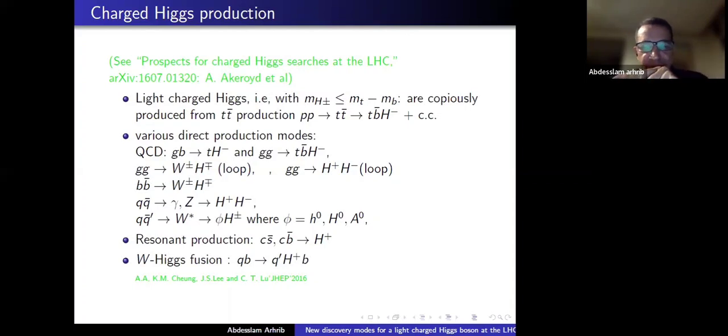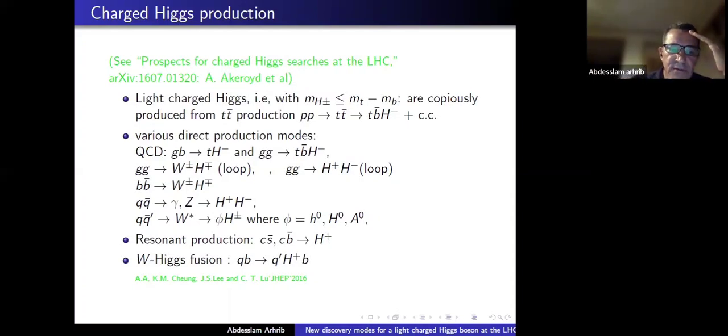If the charged Higgs is light, meaning it is less than m top, you can produce the charged Higgs from top decay. Since the t t-bar is copiously produced at the LHC, the t t-bar cross section is huge. So if your charged Higgs is coupled to top and is light, you can look for the charged Higgs coming from top decay. This gives quite a large cross section, and this is what is done for light charged Higgs. Both CMS and ATLAS search for charged Higgs coming from this process.